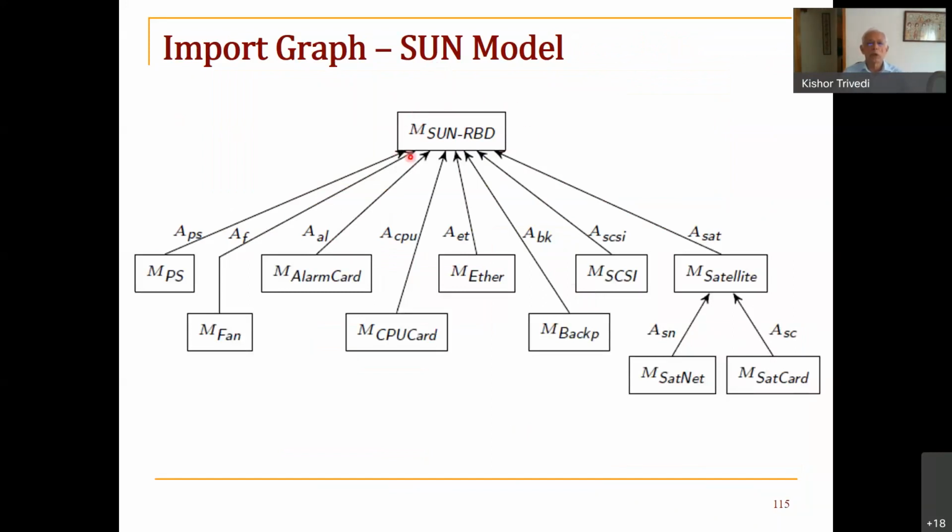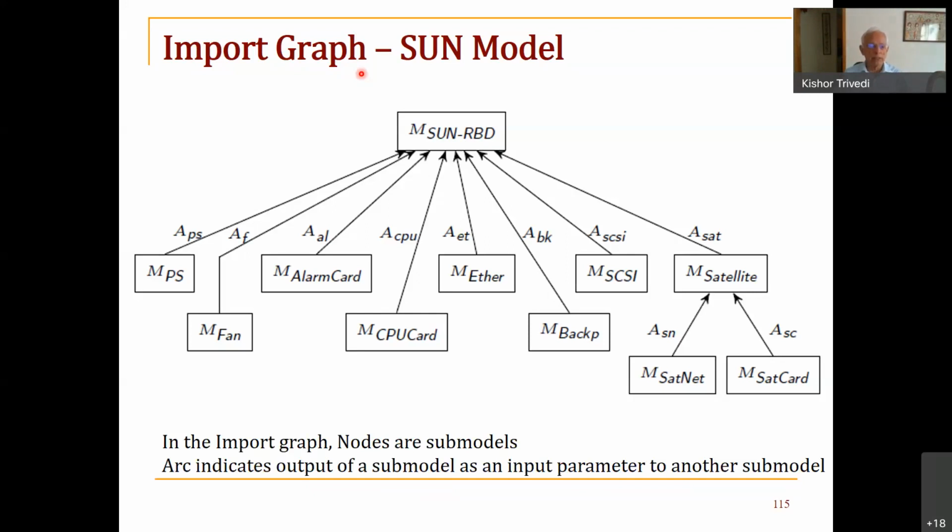So the top level model is a block diagram, RBD, and the bottom level is a power supply subsystem Markov model, fan subsystem Markov model, etc. And for each of these submodels, the solution of the availability of that submodel is supplied as input to the top level model. So this is the import graph of a hierarchical model. And this is what we typically do. A single monolithic model is never generated.